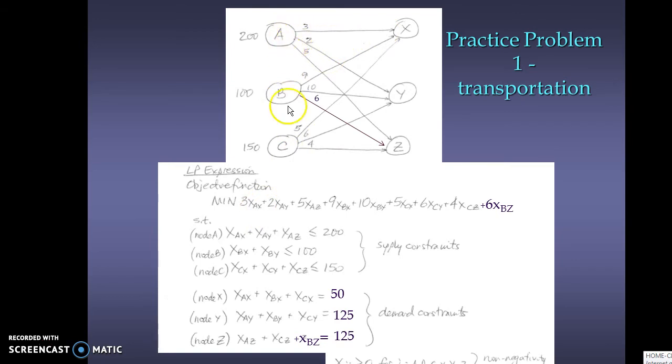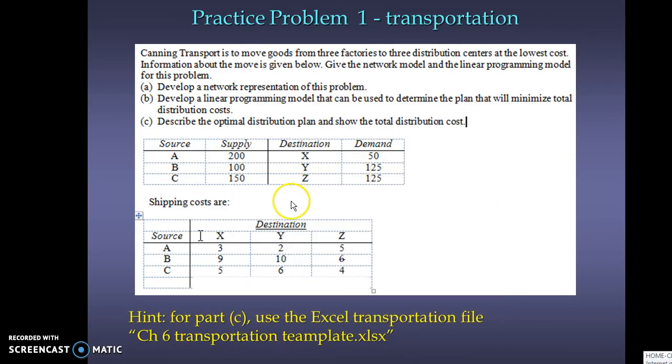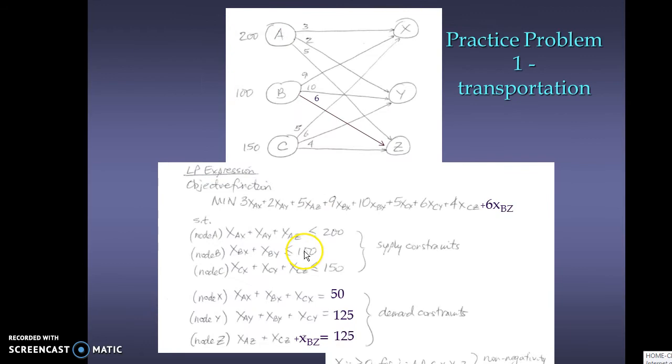Then we have 2 here. So that would be, for our coefficient form, the coefficient from A to Y, 2X sub AY. And we have 5 here from A to Z. So that forms our coefficient of that decision variable, 5X sub AZ. That repeats itself for 9, 10, 6, which is out here, 5, 6, and 4. So in this case, there are 9 arcs or 9 lines, given that there are 9 potential paths from sources to destination. And there are 9 decision variables.